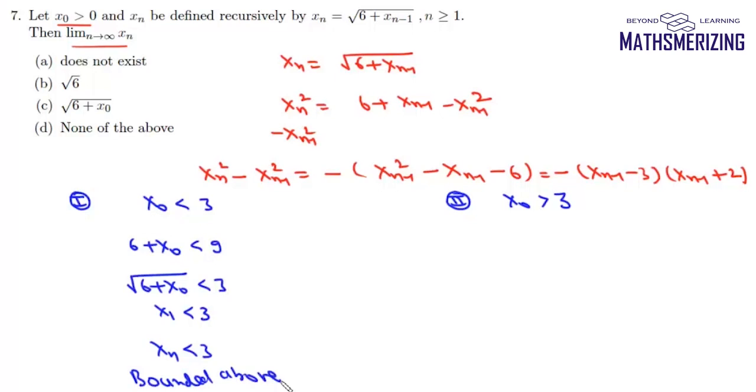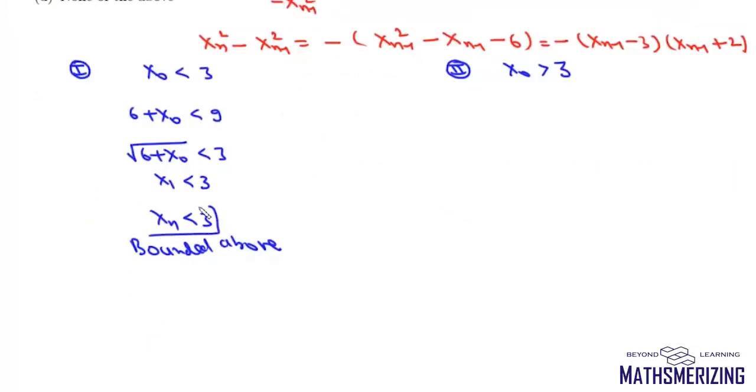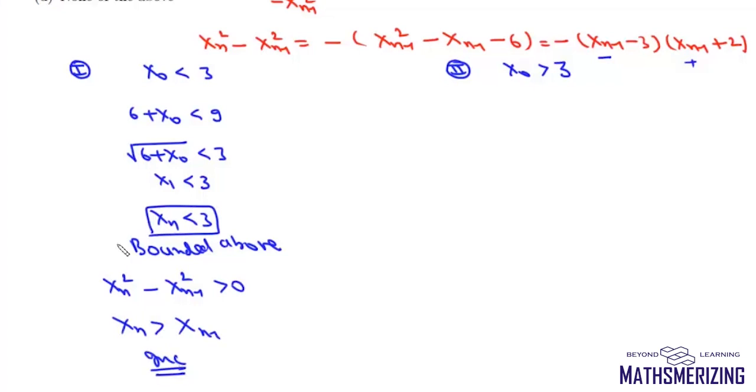bounded above. Now if xn is less than 3, then this value will be negative, this value will be positive, and then we have this minus sign here, so it will be minus and minus, plus. So we can write xn^2 minus x(n-1)^2 will be greater than 0, that is xn is greater than x(n-1), that is, the sequence is monotonic increasing. So if the sequence is bounded above and increasing, that means this sequence is going to converge.